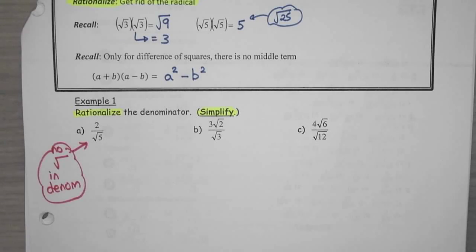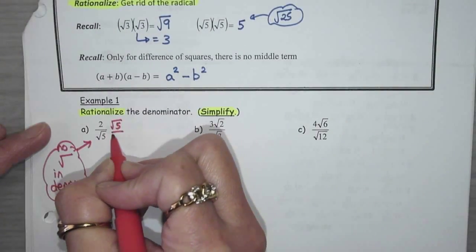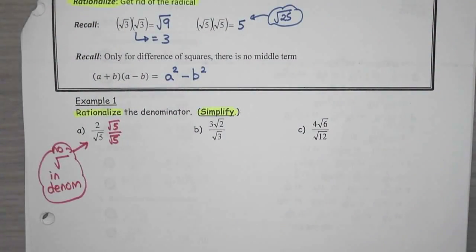So what am I going to do? I'm going to multiply the top and the bottom by root 5. So over here, you're going to do root 5 and root 5. Whatever you do to the top and the bottom, whatever you do to the top, you do to the bottom. Whatever you do to the bottom, you do to the top. Now remember, this only works for a fraction.